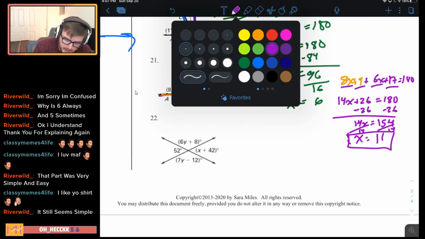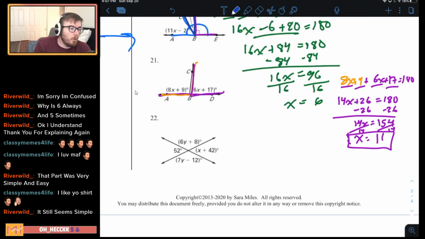Let's do it one more time. What do we have here? So this one, it's simple to River, but in case you're watching and you're like, okay, what am I going to do here? You might look at this and you might be like, well, there's a linear pair, right? There is, but I want you to take a look at this. 6y plus 8 plus x plus 42 equals 180. That is true.